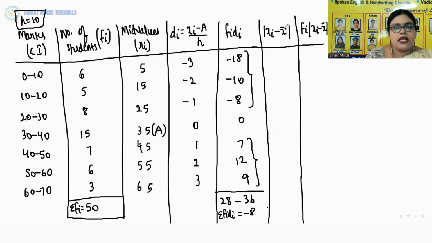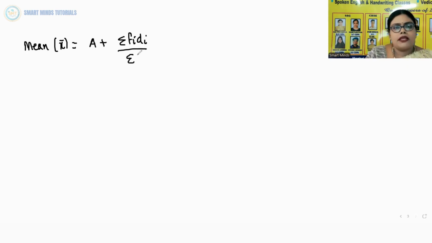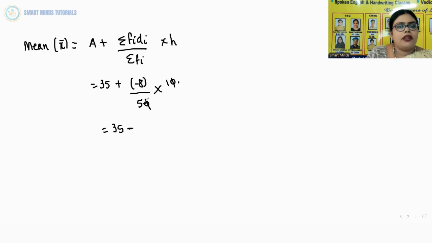So first let us see how to find out x bar. X bar means mean. You need to find out mean. Mean is denoted by x bar. For step deviation method, mean formula is a plus sigma fi di by sigma fi into h. So a is 35 plus sigma fi di is minus 8 by sigma fi is 50 into 10. 0, 0 cancel. 35 plus into minus is minus. 8 divided by 5.